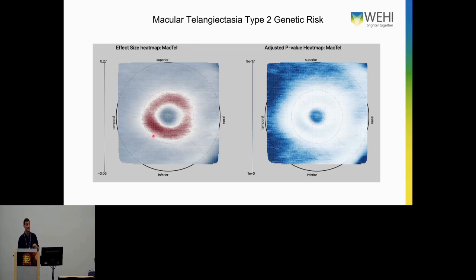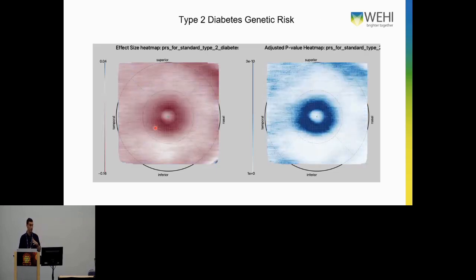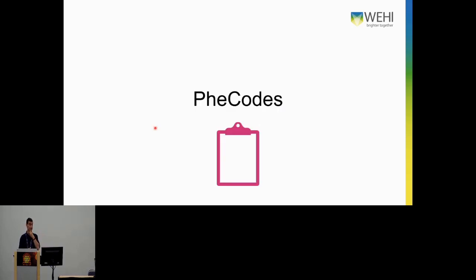But this is the starting point of the disease. Usually MACTEL always starts from this area here and then expands. So it was quite interesting to see that there was a stronger effect size in that area, although not particularly significant compared to the other area. We can look at even systemic diseases like type 2 diabetes and other ones, and we can still see that they have an effect.